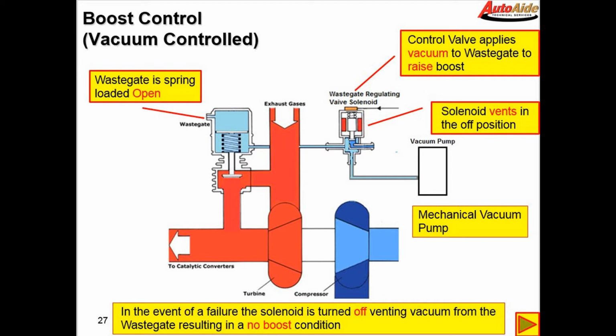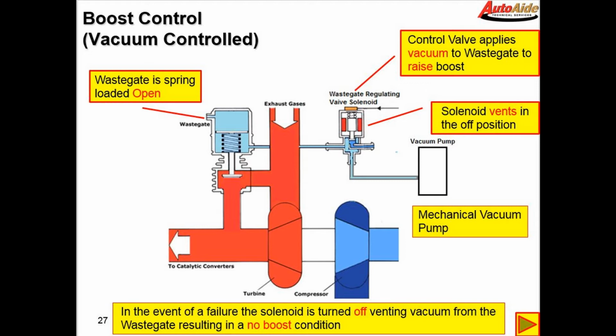Now on this particular car, as soon as the vehicle is started, the vacuum pump is turned on and produces some vacuum, and the computer turns on the solenoid, and that allows vacuum to go through to the wastegate and close it up.